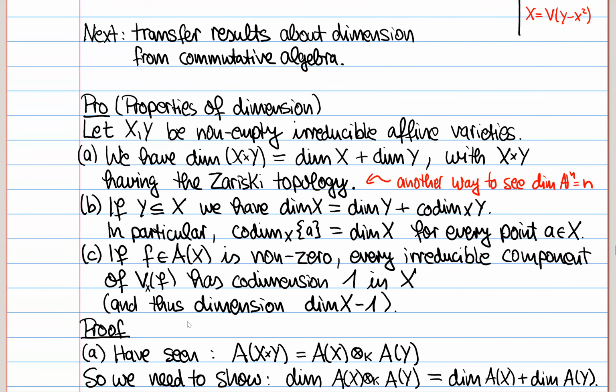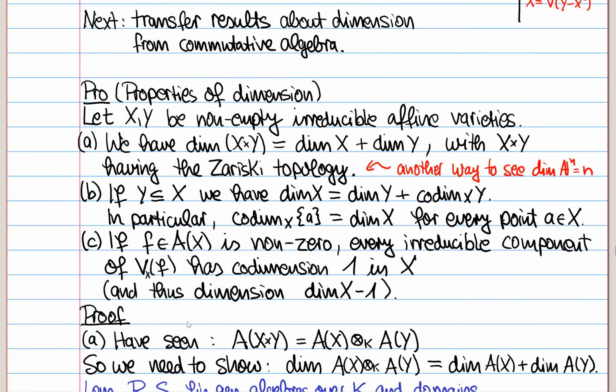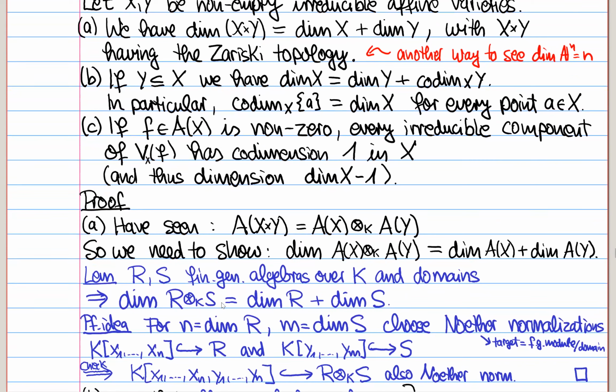And so for the proof, we now need to dig up the results from commutative algebra. So for part A, we want to understand the product of two varieties. And what we have already seen in one of the earlier videos is that the ring of functions on here is the tensor product of the corresponding rings of functions on X and Y. So we want to show the dimension of this tensor product is the sum of the dimensions. Now this looks again like it might be a fully general statement, which holds for very general rings, but that is not correct. So there are examples where this doesn't hold as nicely.